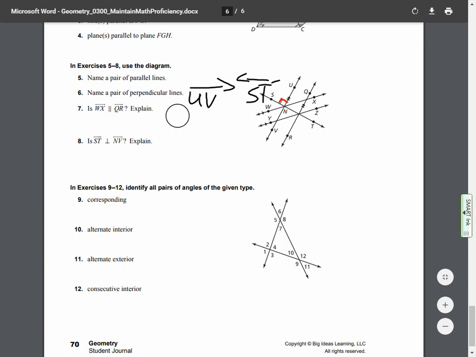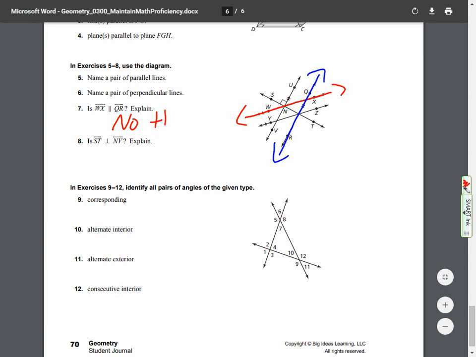Number 7, it says, is WX parallel to QR? Explain. Those weird symbols mean parallel. So, in red, I'm going to write WX. Okay, and I'm going to write QR. Okay, these are lines, they're going on forever. Are those parallel? No, they're not. They intersect. Okay, perfect.